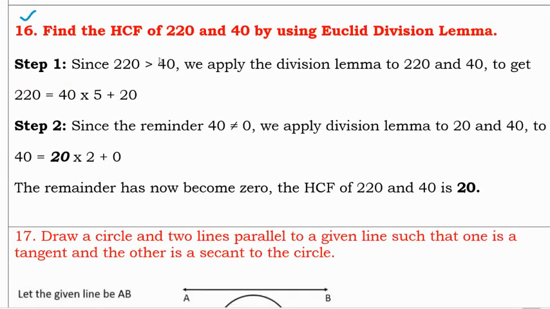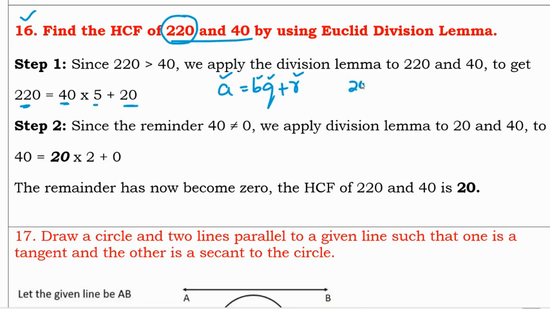16th question. Find the HCF of 220 and 40 by Euclid division lemma. What Euclid division lemma says is a = bq + r, where a is dividend, b is divisor, q is quotient, and r is remainder. So we have to take the bigger number on the left-hand side and multiply in such a way that one number is the divisor. So 40 into 5 plus remainder 20.